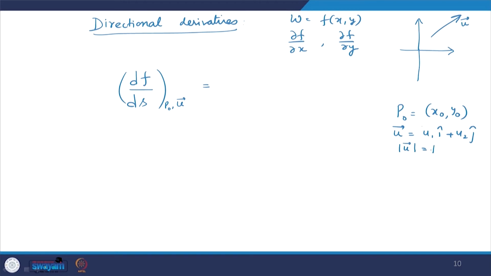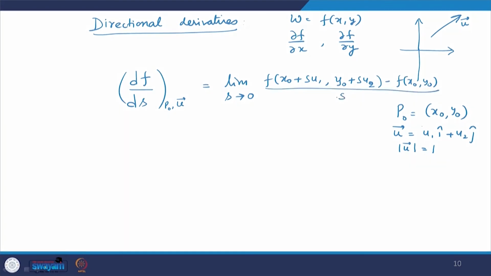The rate of change of f along u at the point p naught is mathematically defined as the limit s tending to 0 of f of (x naught plus s u1, y naught plus s u2) minus f of (x naught, y naught), upon s, provided the limit exists. This is the definition of the directional derivative of f along any direction u at the point p naught.